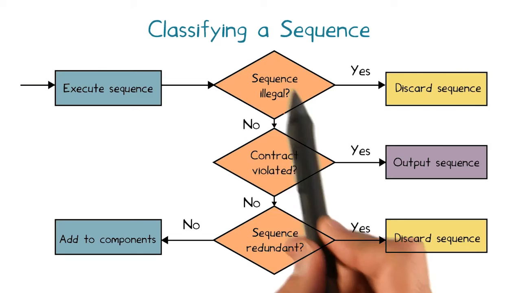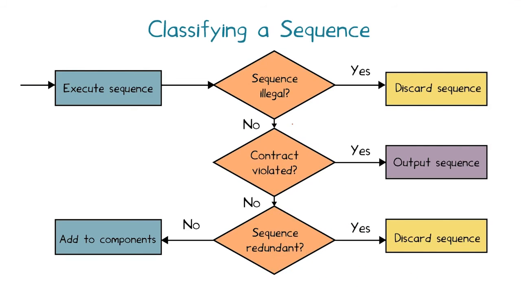The first check determines whether the sequence is illegal. Intuitively, a sequence is illegal if it violates a precondition, for example, if an exception is thrown during the execution of the sequence. If so, the sequence is discarded. Otherwise, it checks whether the sequence violates a contract.